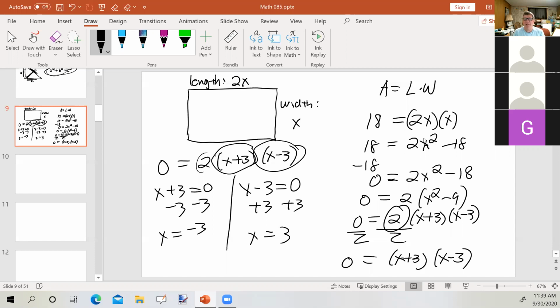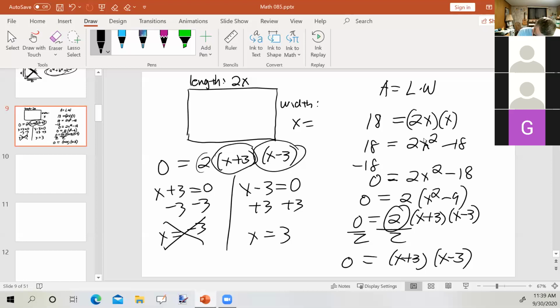However, let's go back and look at the actual problem. We're talking about a rectangle. We're talking about the length and the width of this rectangular flag. I don't know about you, but I don't think that a length or a width can be negative. It may fit the equation, but it doesn't fit the actual problem. We can't have a length of negative 6 and a width of negative 3. So we're going to eliminate that solution because it doesn't fit the actual problem.